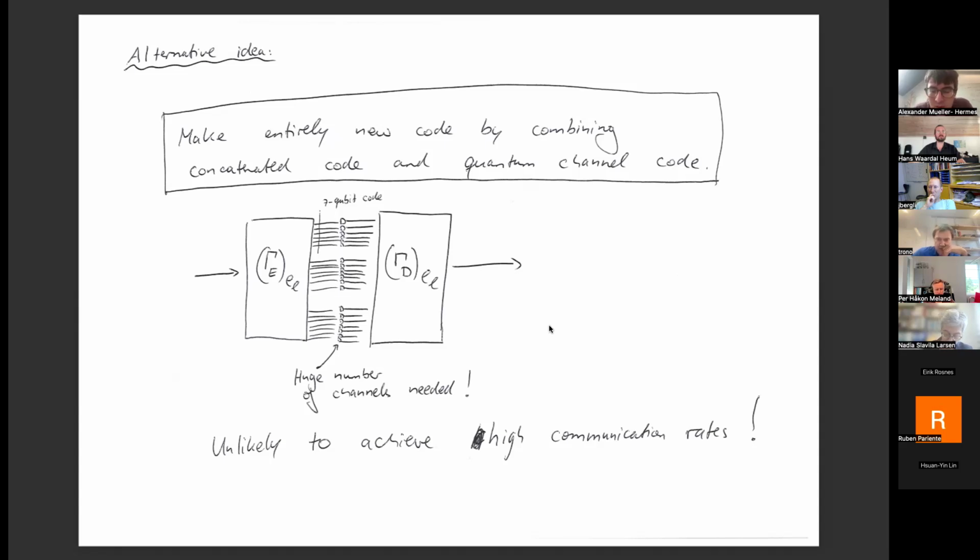So this is the naive approach. It doesn't really work. These parts somehow don't fit together.